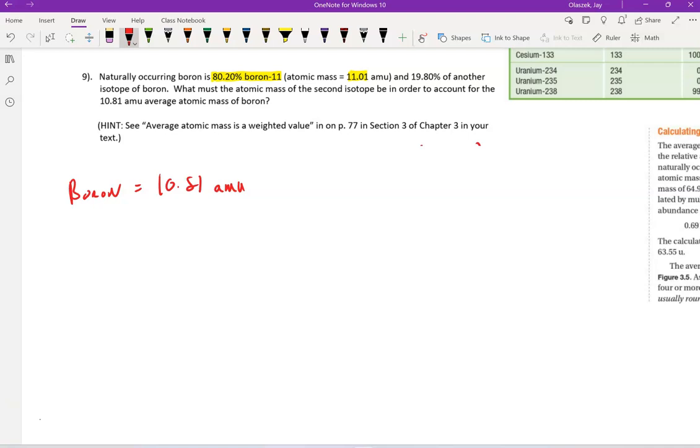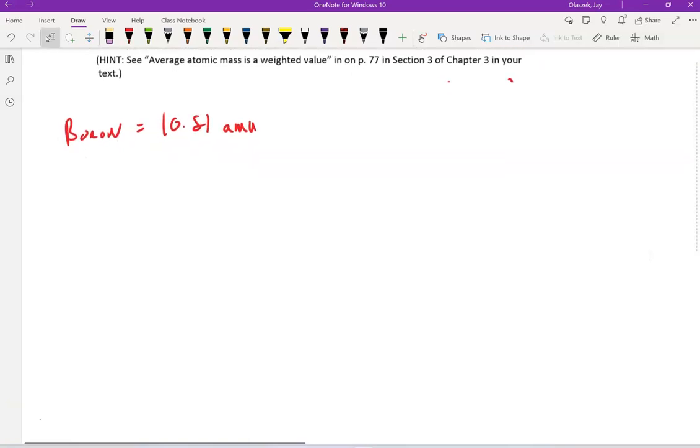mass of 11. So we're going to treat this just like we treated calculating your semester grade, where the average semester grade is 10.81 atomic mass units. And what we want to do is we want to calculate how much of the boron in naturally occurring boron is an atomic mass of 11, which we know is 80.2%, and the remainder of boron, which is going to be 19.8%, is going to have a different atomic mass. So here's how we're going to set this up.